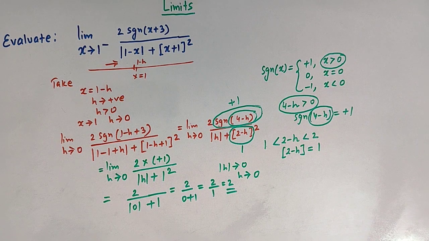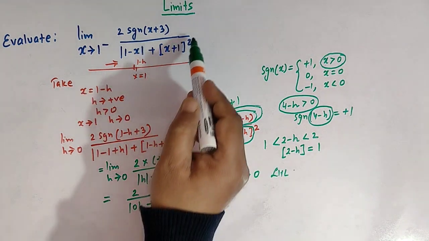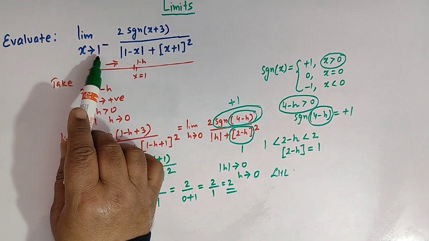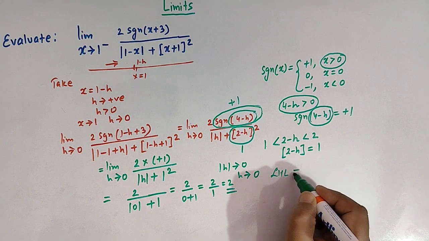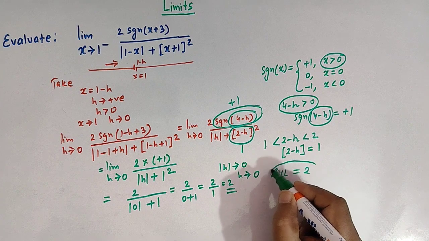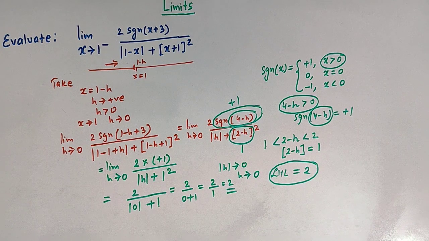Or in other words, we can say that the left hand limit of this function when x approaches 1 from the left of x is equal to 1 is equal to 2. So viewers, this is how we can find the limit of this function.